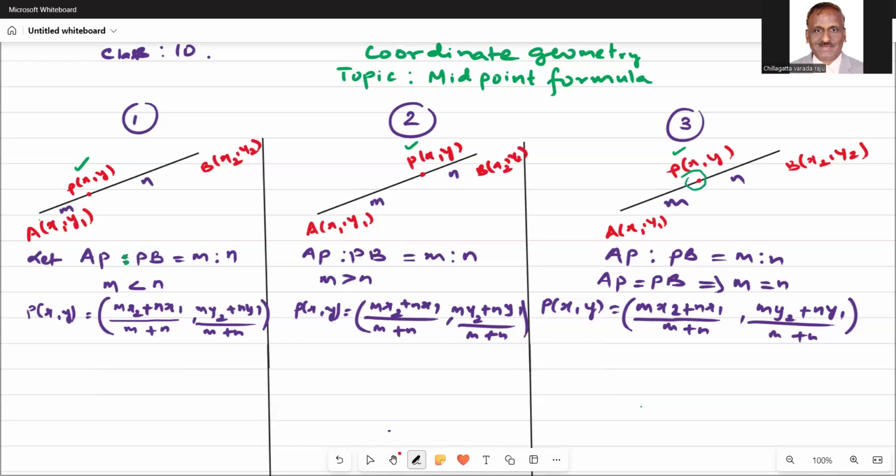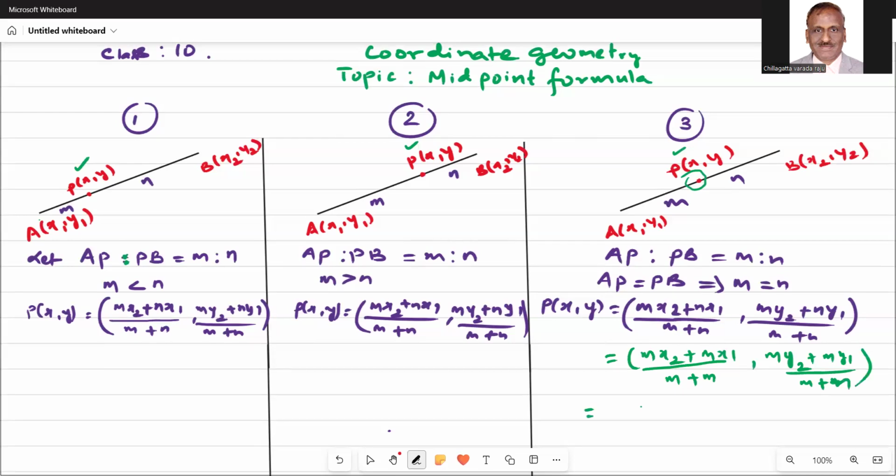Here I will replace all n's by m. So P(x, y) is equal to what? m I will keep as it is, m x2 plus n I will replace by m, m x1, divided by m plus n, where n is again replaced by m. Here also m I will keep as it is. To get the y coordinate, m y2 plus m y1, divided by m plus m.